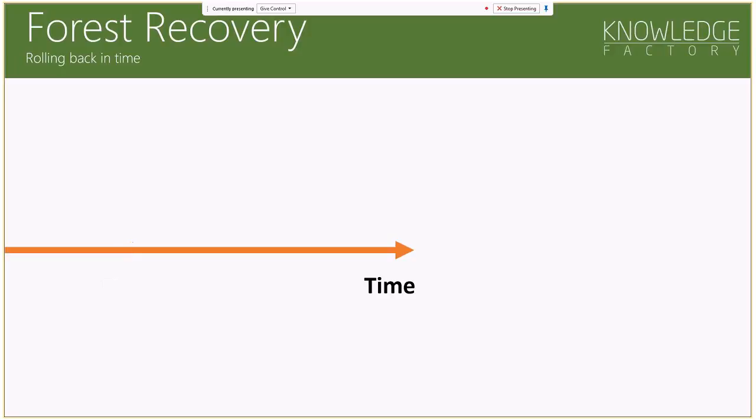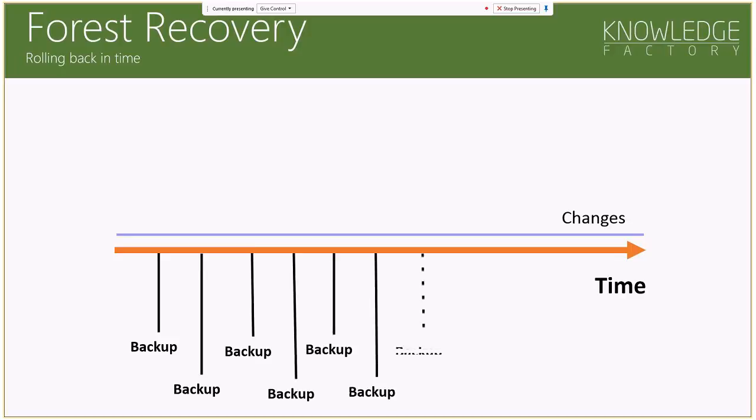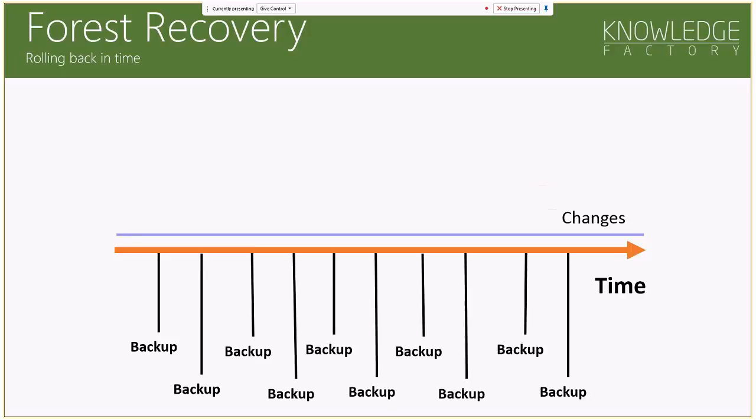So how do you do a forest recovery? First of all, at the beginning of the line, you have introduced your first domain controller, and then time goes on, you make changes, even small changes like a password change. That's also a change. You do backups regularly, and something happens. Something really bad happens, and you know, okay, I'm into forest recovery now. I have no way out of this.